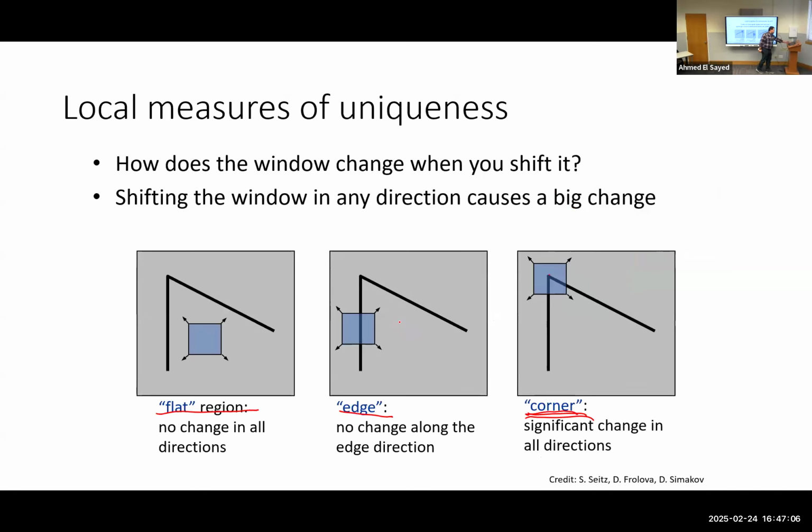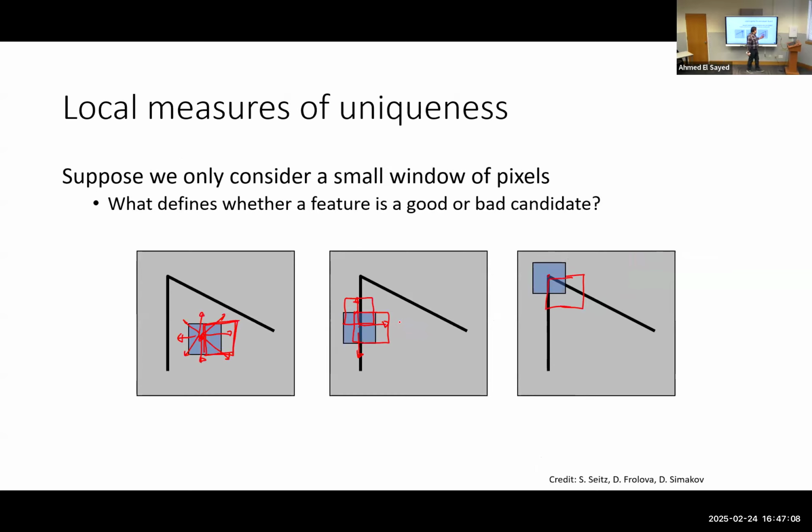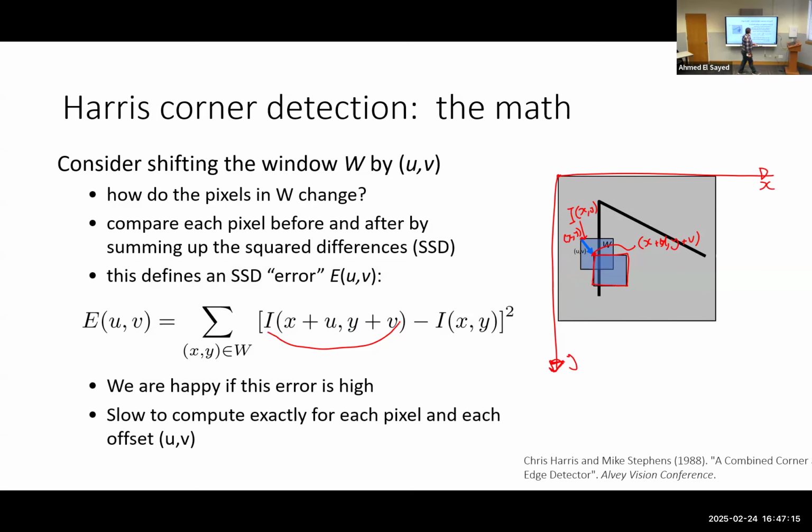Now, what we said is, I want to subtract the newer position from the older one. So the newer position is I of x plus u, y plus v. Then I will subtract it from the older one, which is I of x and y. Very straightforward. I will square it. Why will I square it? Why do we need to square that?